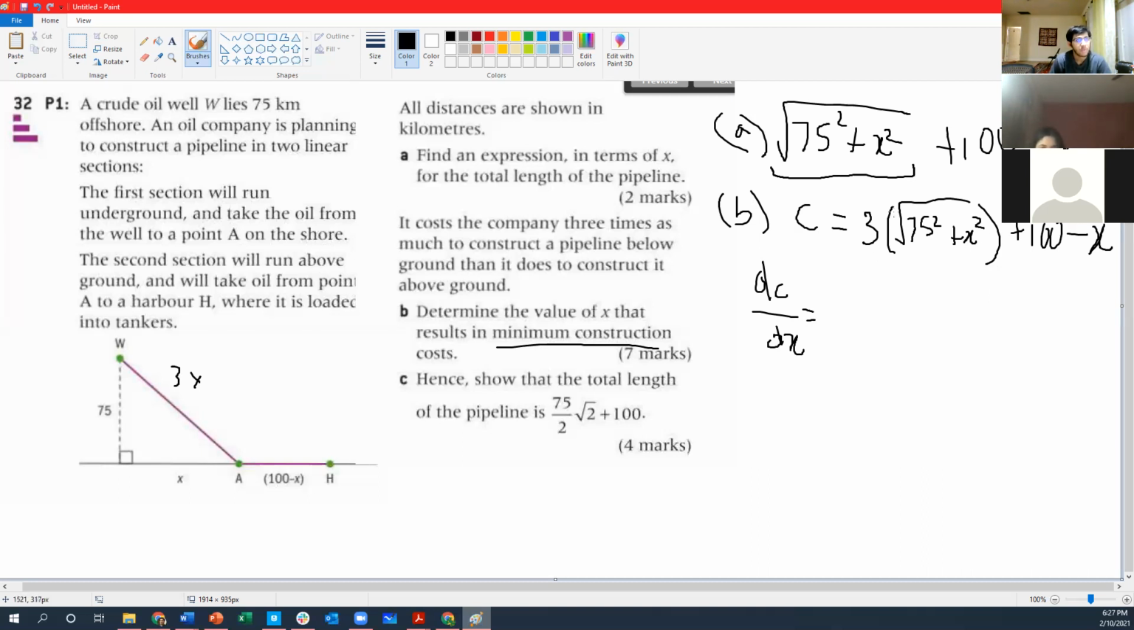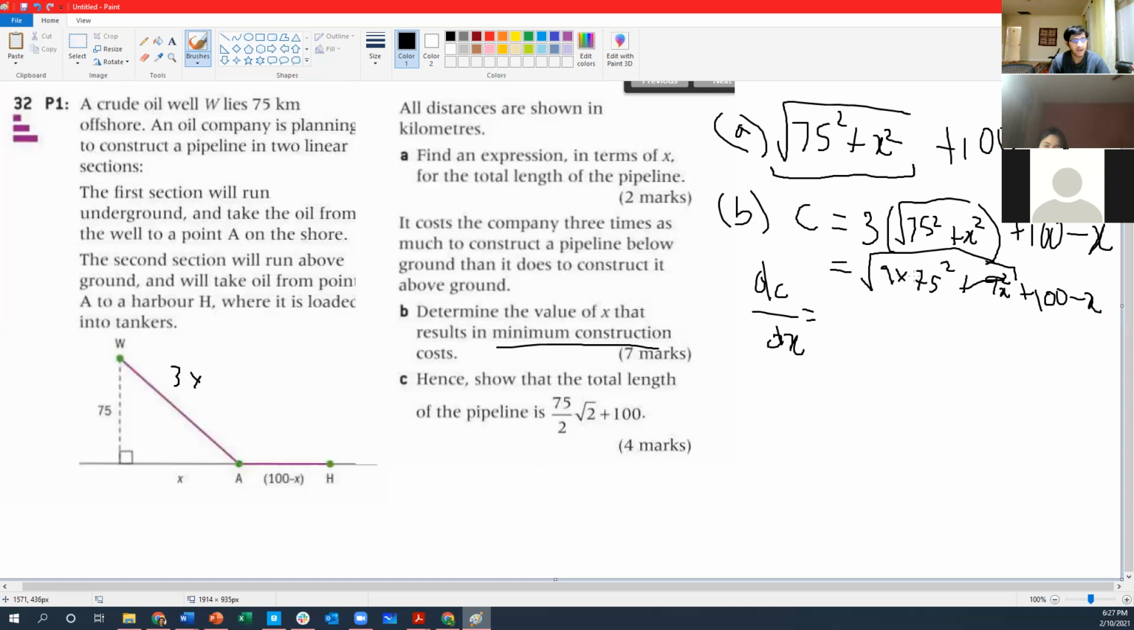Well, let me rewrite c real quick. I'm going to put the 3 inside the radical just to make our lives a little bit easier. I don't know if that will, but we can try. If I put that inside, that'll be 9 times 75 squared plus 9x squared, correct? So that's the radical portion, plus 100 minus x.